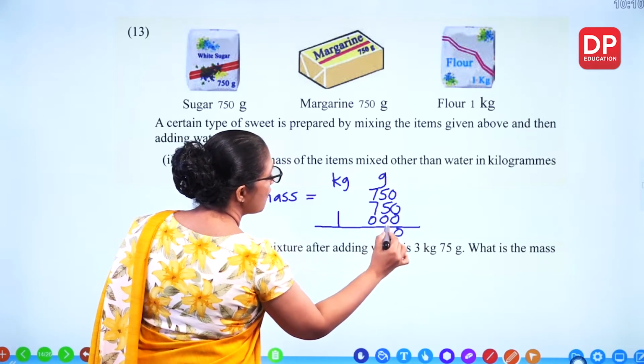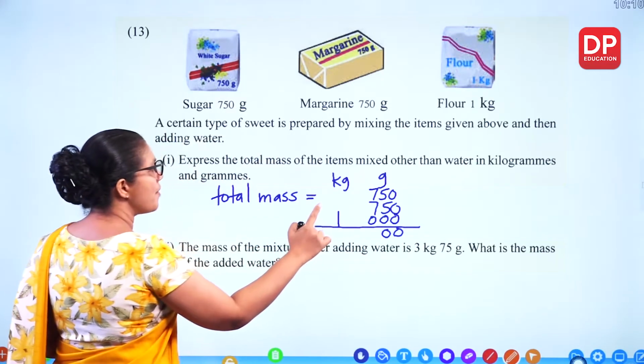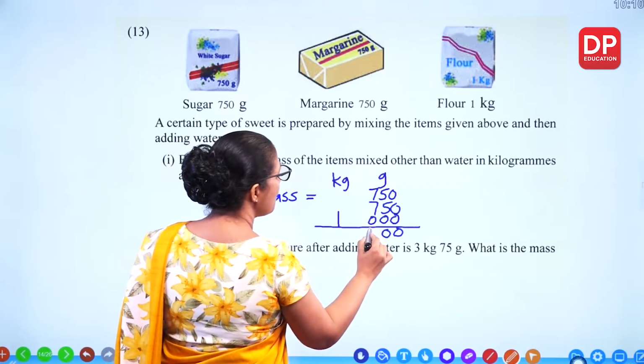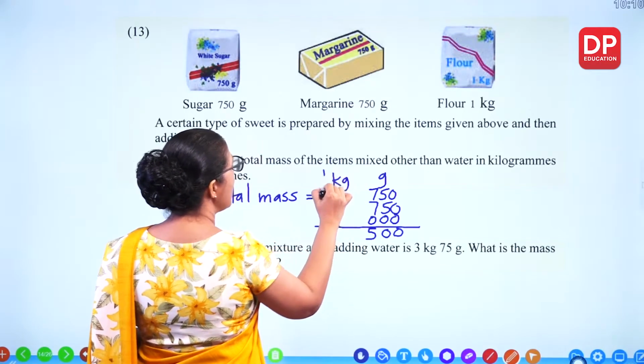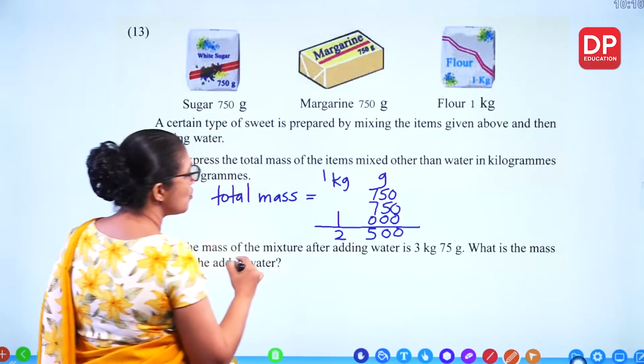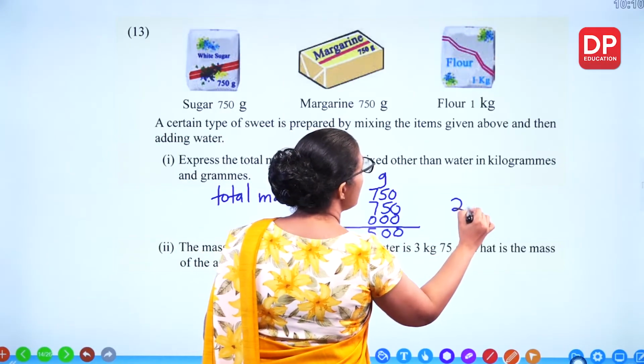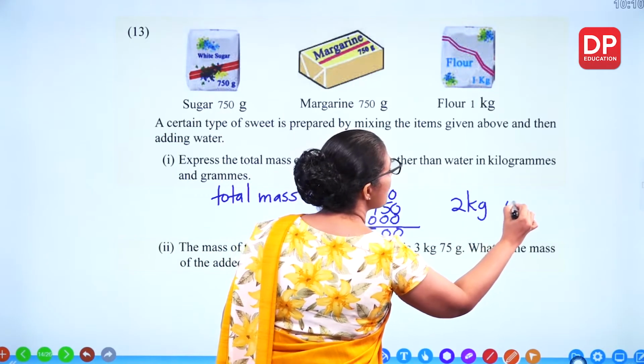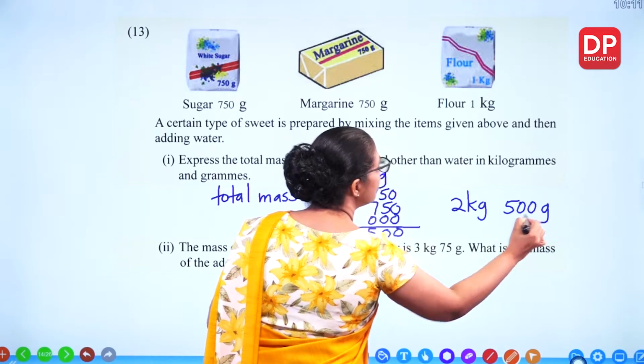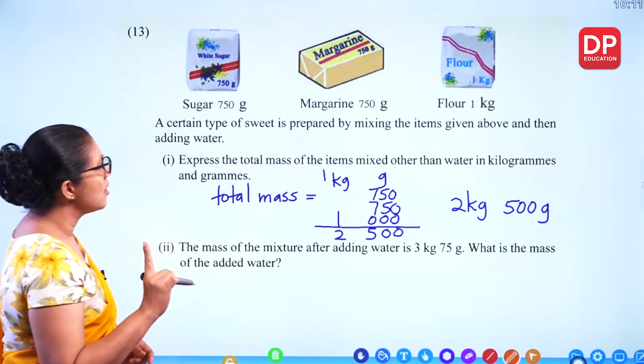0, 5 and 5, 10, 1 remaining. 4 plus 1, 5 and 1 remaining. 1 and 1, 2. So 2 kilos and 500 grams. This is without water.